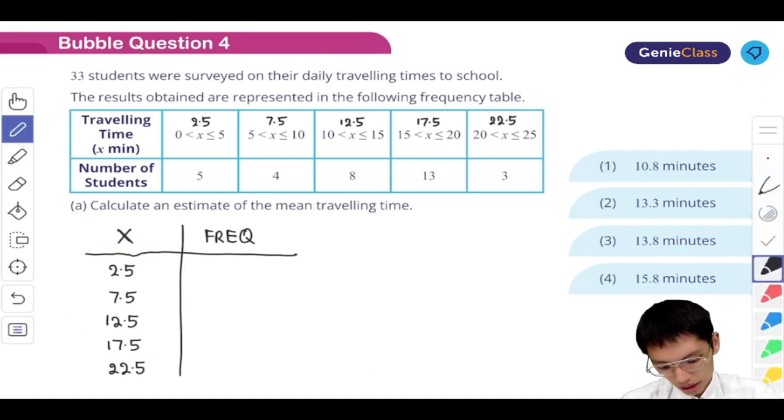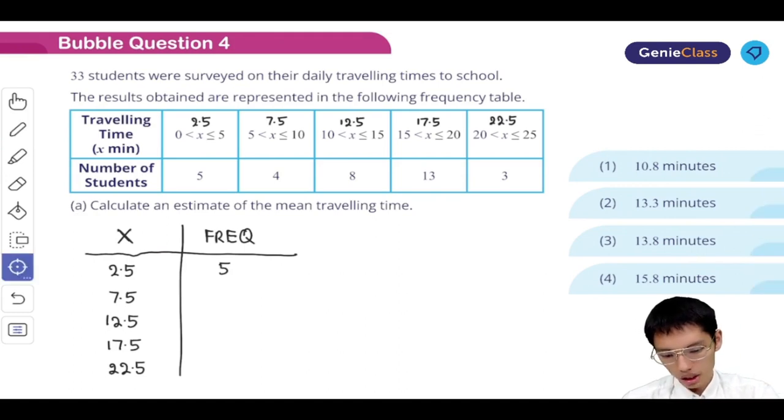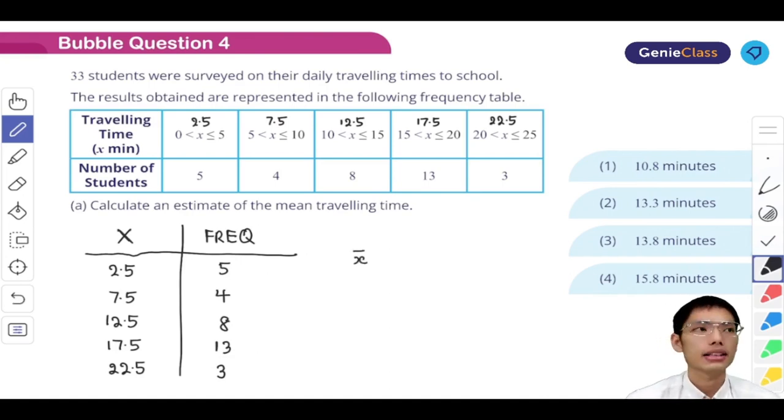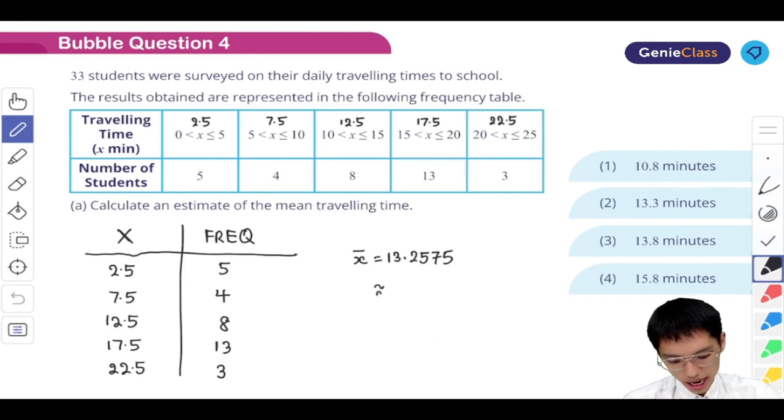From there, frequency, key in accordingly. 2.5 is 5, 7.5 is 4, and so on. With these values, from your calculator, you just need to search for my x bar. This is my mean. X bar in this case is 13.2575. Question never says round up to how much? Exam standard, round up to 3 SF. That's where you get 13.3 minutes over here.